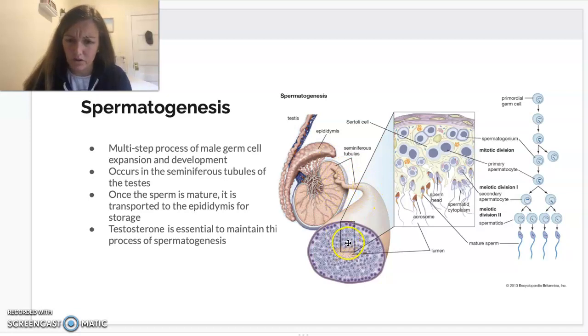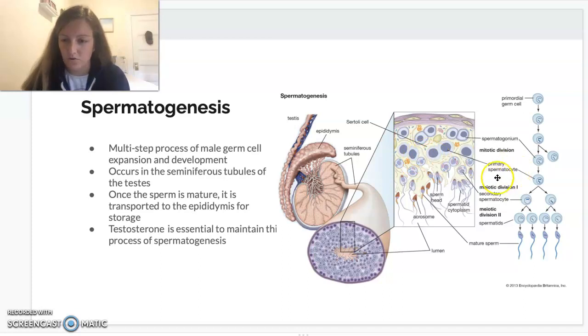In the closer view of the seminiferous tubules, you can see a few things. You see well-formed sperm heads and spermatids in the cytoplasm down here on the right-hand side. And then up here is a Sertoli cell. That is where a lot of the production of the sperm will happen.